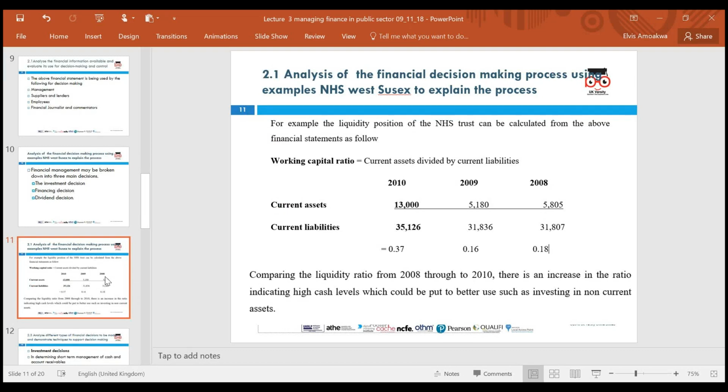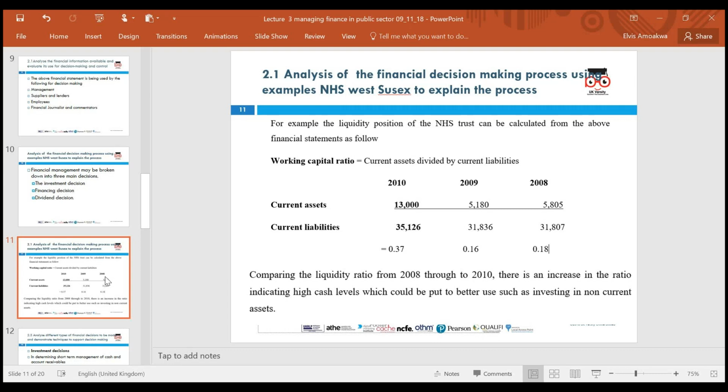I've put an example here. It's an example showing the liquidity position of the trust, which is calculated from the financial information that I showed you on the previous slide. I've taken your total current assets, your total current liabilities, and then I will be able to see the liquidity position. When we say liquidity position, I mean the cash position, the ability of the trust to be able to survive.